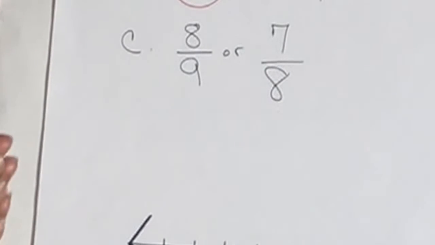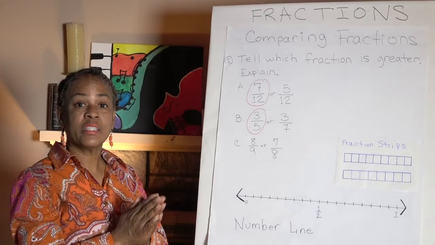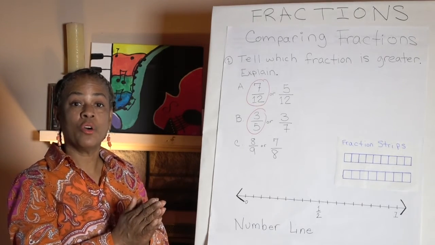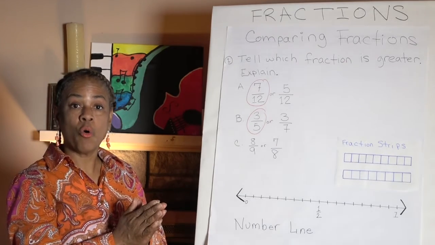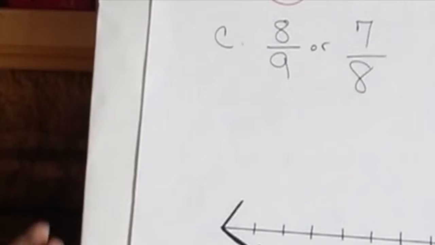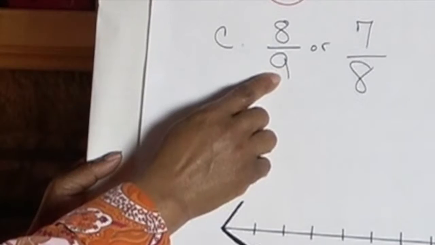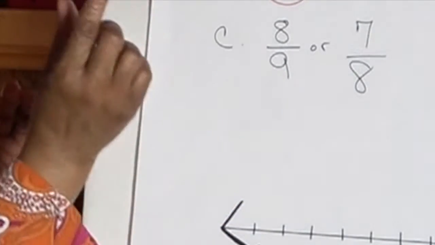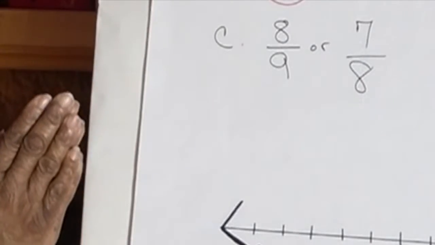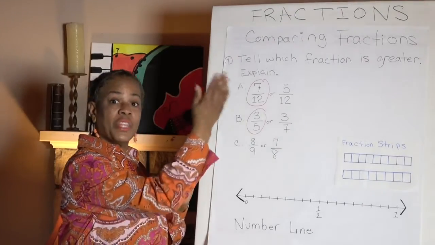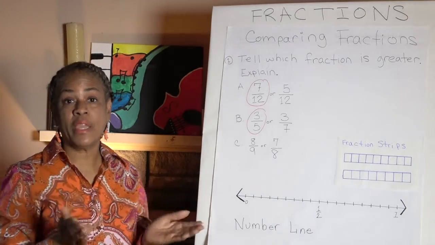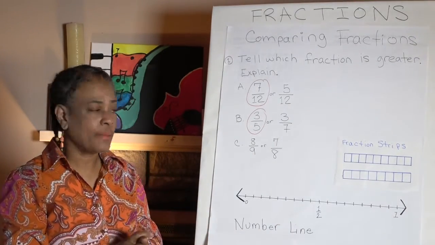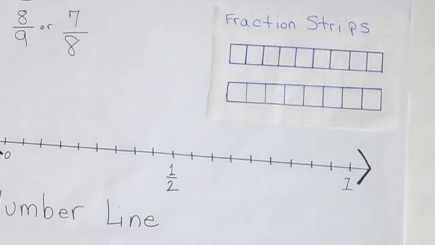Let's look at this one. 7/8. 7/8 means I'm only 1 piece away from having a whole. 7/8, the whole would be 8/8. So if I only have 1 piece missing here and 1 piece missing here, this one has a smaller size piece missing. So the 8/9 will take up more space than the 7/8. And then you're going to have to try that. Okay, let's look at the fraction strips.